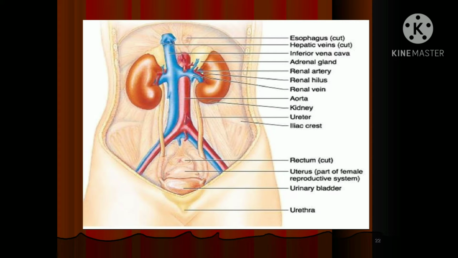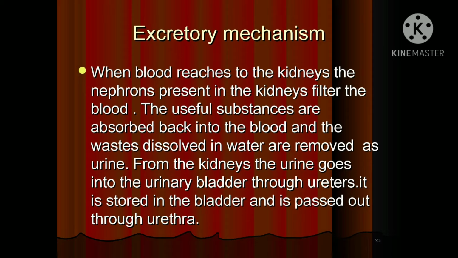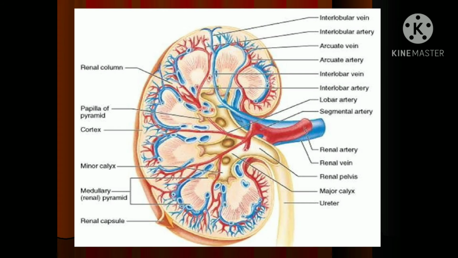So what happens in this excretory system? When the blood reaches the kidneys, the nephrons present in the kidneys filter the blood. The useful substances are absorbed back into the blood, and the wastes dissolved in the water are removed as urine. From the kidneys, the urine goes to the urinary bladder through the ureters, and it is passed out.